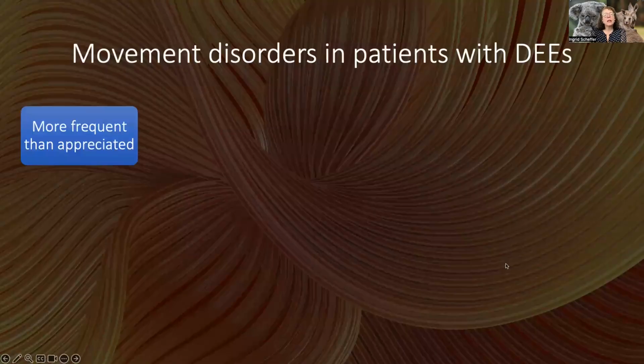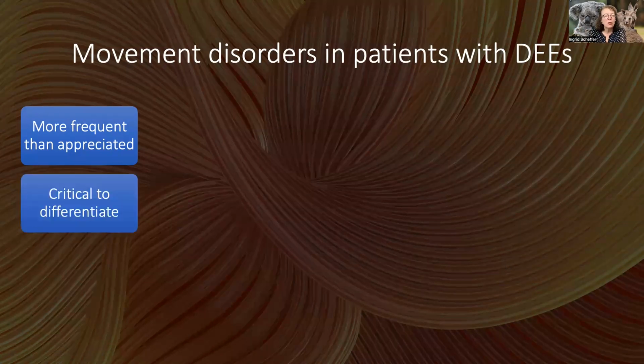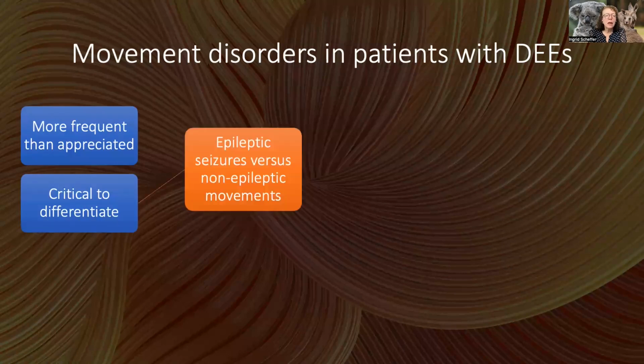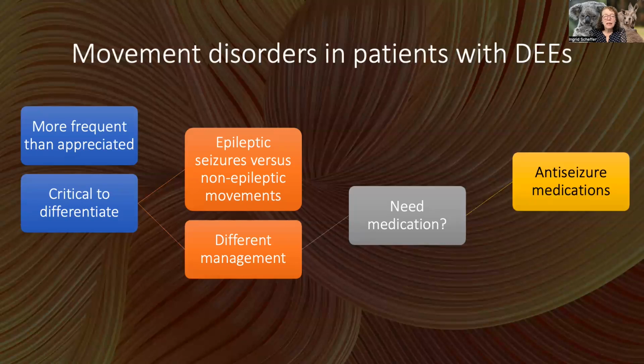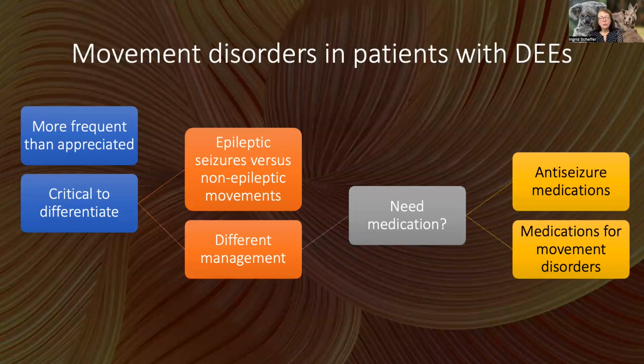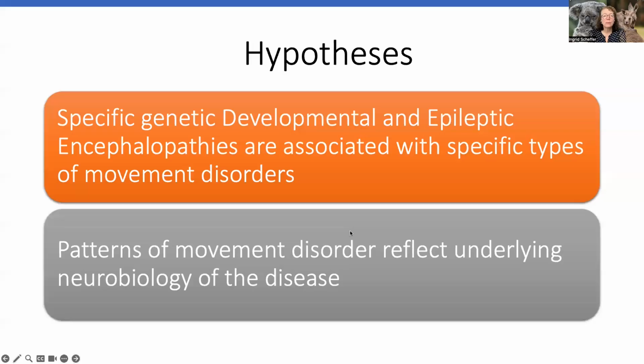So what happened here was that I realized in clinic every day that a lot of my patients with genetic DEEs had movement disorders, and we've been spending so much time worrying about the seizures, we hadn't really looked at this in detail. And you can say, well, why does it matter? Well, we need to distinguish epileptic from non-epileptic movements because they have different management. They may need medication, and if it's seizures, obviously anti-seizure medication, but if it's a movement disorder, they might need movement disorder medications. And there are also other strategies we can employ, such as deep brain stimulation.